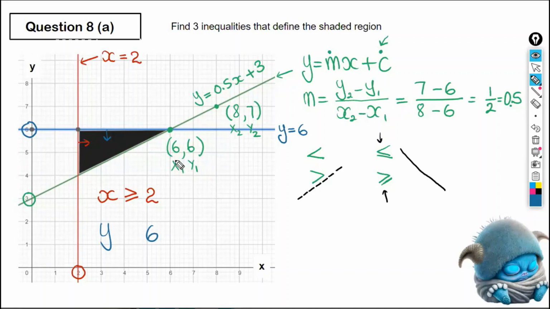Below, when you hear the word below, doesn't the word less than automatically click in your head? So it's less than or equal to. And for the green graph, y is 0.5x plus 3. You notice the shading is above. What do you associate with above? More than, right?